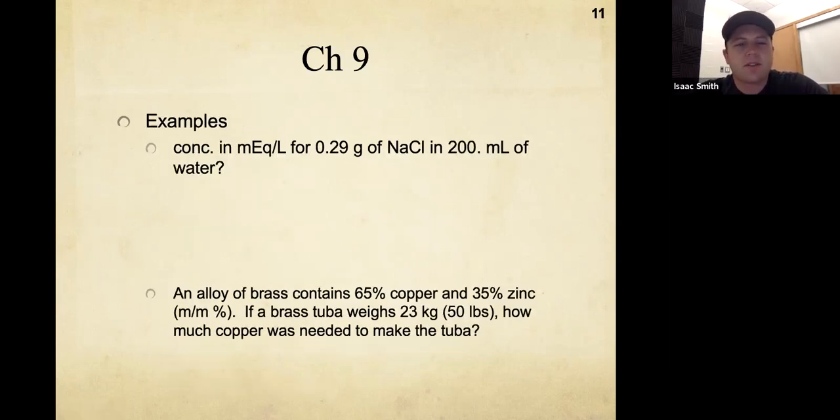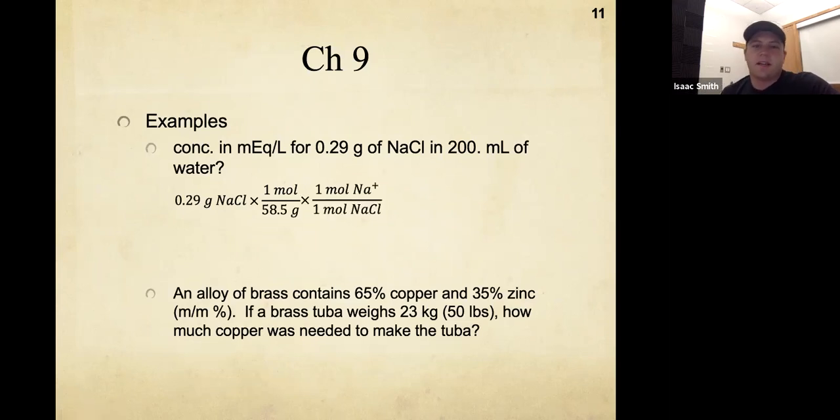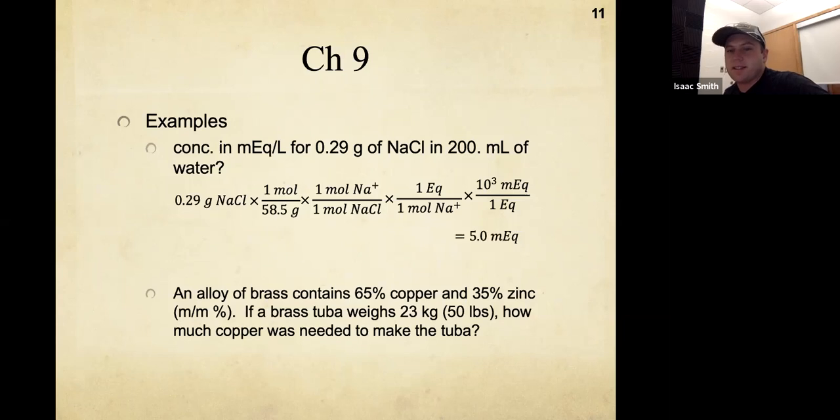All right, so here are some examples. Let's say the question says, what's the concentration in milliequivalents per liter for 0.29 grams of sodium chloride in 200 milliliters of water? In this example, we can start with the mass of sodium chloride, convert it to moles of sodium chloride, and then we can say for every 1 mole of sodium chloride, we have 1 mole of sodium plus charge, and every mole of that is 1 equivalent. That gives us equivalents, then we convert it to milliequivalents, and that gives us 5 milliequivalents. And then we can divide by the volume in liters to get our final concentration.